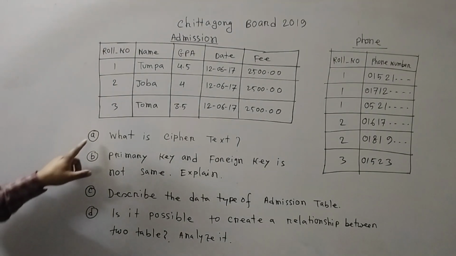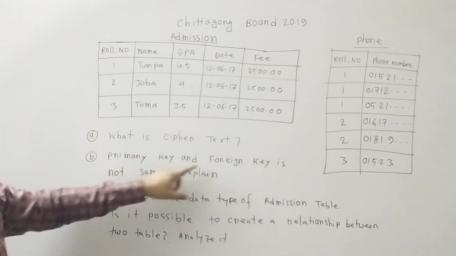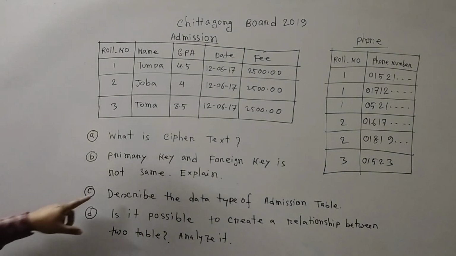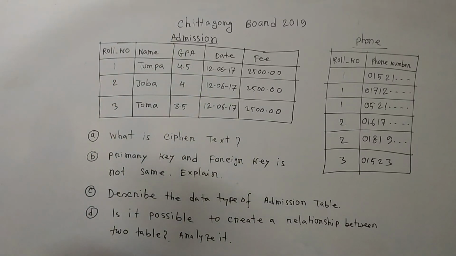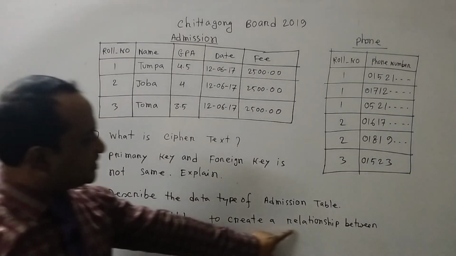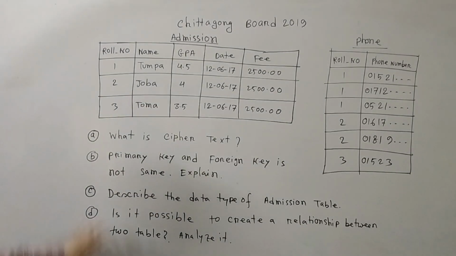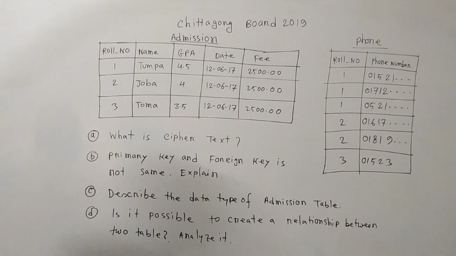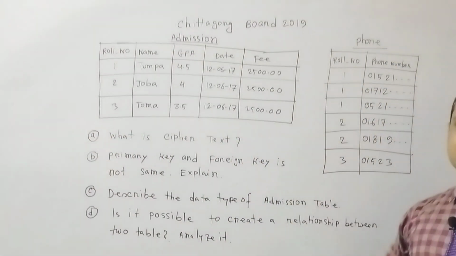Now the question is, what is ciphertext? Primary key and foreign key is not same, explain. Describe the data type of admission table. Is it possible to create a relationship between two tables? Analyze it. There are 4 questions and marks is 1, 2, 3, 4. Today I will discuss all of the answers of this question.